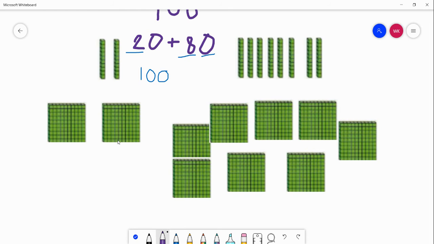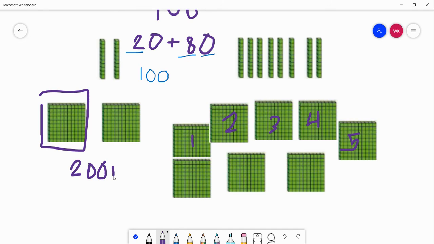So now we have 2, remember these are hundreds blocks. So we have 2 hundreds over here. So 2 hundreds is the number 200. And then we have 8 hundreds over here. So 8 hundreds, so I said 8, I wrote 8. 8 hundreds is the number 800. So we have 200 plus 800.